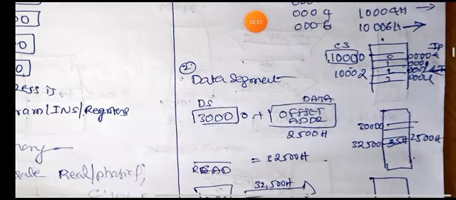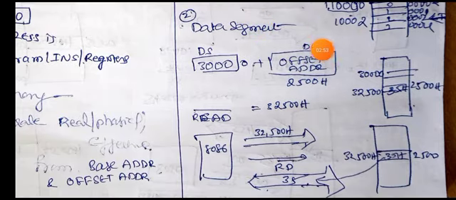Now coming to the data segment. If you look at the data segment, we have assumed the starting address of the data segment is 30,000, right? So assume that we have some data, 35H, at offset address 2500H. The physical address is 32,500. To access this data, the microprocessor has to generate the 32,500 physical address, right?